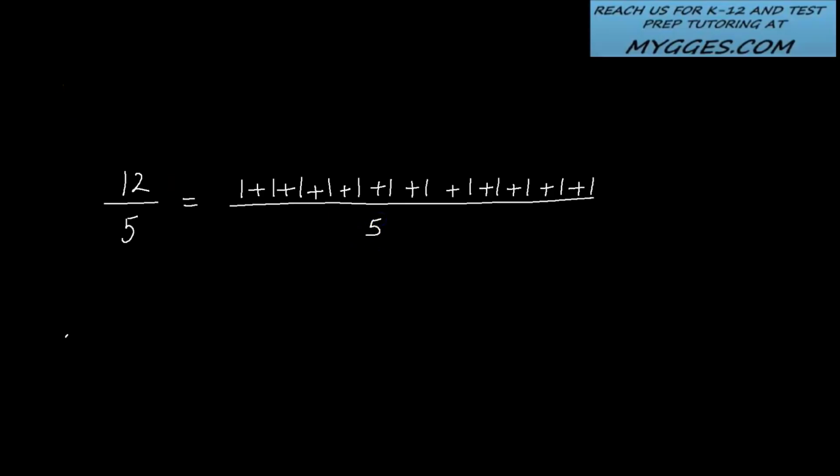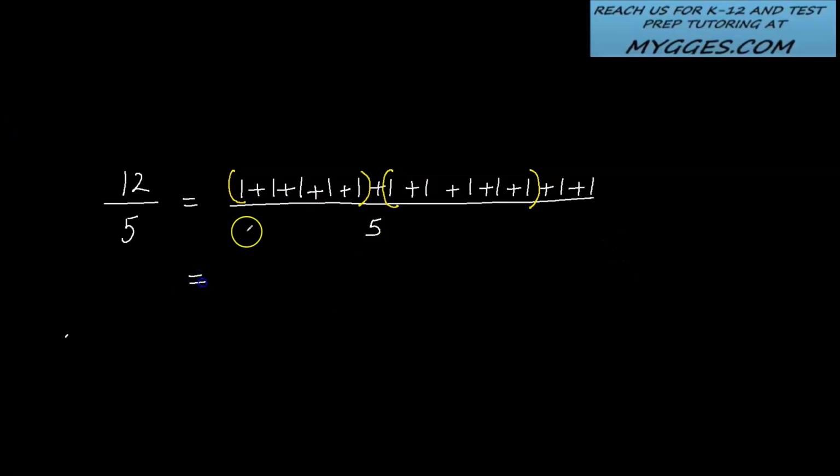Now since the denominator is 5, we have to convert all these into groups of 5. So let's make a group of 5. 1, 2, 3, 4, 5. That's one group. Same thing we have to do with another group if we can make a group. So 1 plus 1 plus 1 plus 1 plus 1. Now after that, we just have 2 ones left, so we cannot make a group of 5.